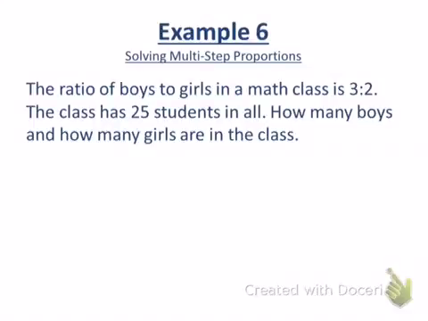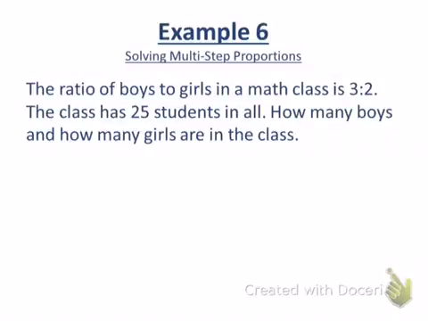Now, I want to talk to you here about how we would figure this out the lazy man's way, and I want to talk to you about how we would figure this out as a mixture of two things, because you're going to do a lot of mixture problems in chemistry. Okay? The ratio of boys to girls in a math class is 3 to 2. What's the ratio of boys to girls in this math class?